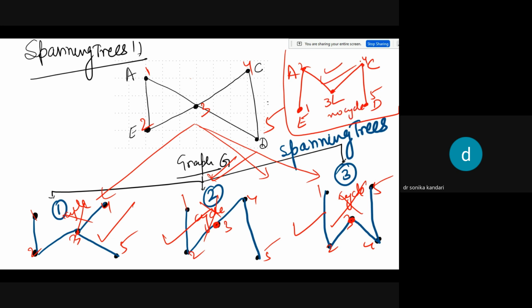Is it clear? Is this diagram clear? Yes. Done. Okay.